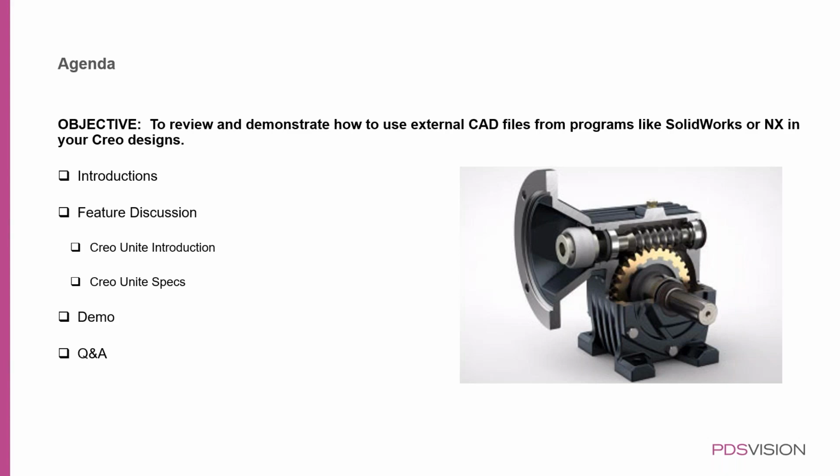Finally, I'll do a demonstration. So I'm going to open up an assembly. I'm going to bring in a SolidWorks file, and we're going to investigate what happens when I make changes to that SolidWorks file, the workflow benefits that we're going to see in Creo by being able to incorporate this Creo Unite.